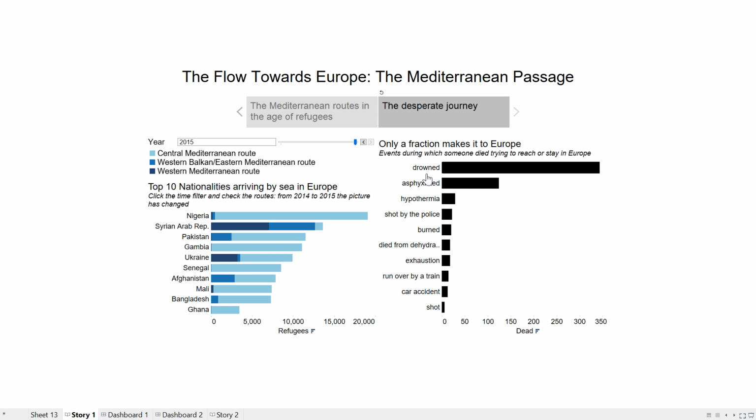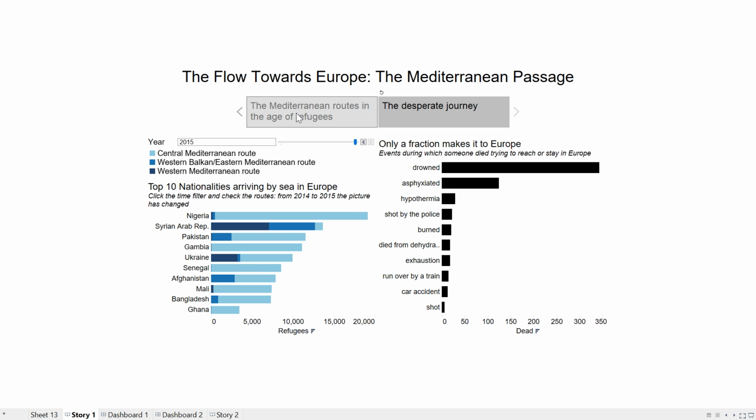Is that correct? Yeah, but not just really Syria. This is the top nationalities that are coming to Europe. So the top one is Nigeria, and this one is the Central Mediterranean. Obviously Nigeria is North Africa, so it's going to Italy from there. And Syria, we see that is the Western Mediterranean route. So obviously from geographical reasons.